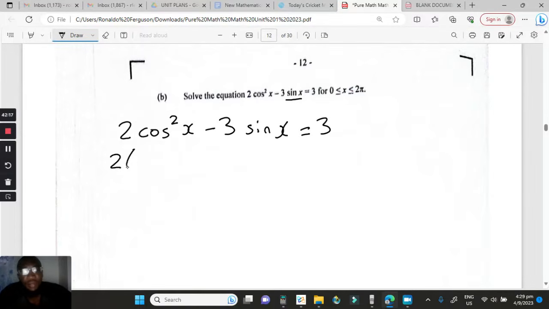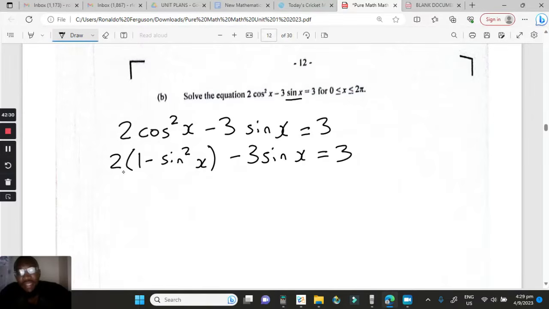It's become 2 in bracket 1 minus sine squared theta. I don't know why I keep saying theta, it is x. 1 minus sine squared x minus 3 sine x equal to 3. Expanding the bracket, this is 2 minus 2 sine squared x minus 3 sine x equal to 3.